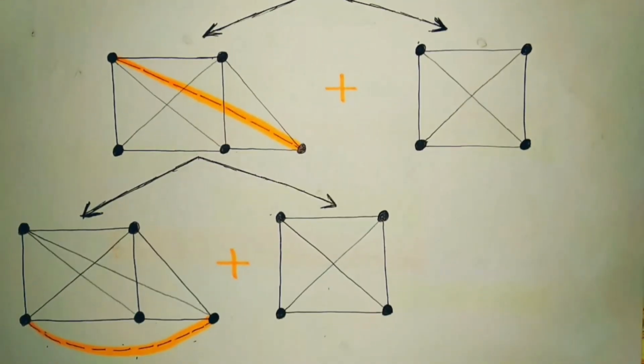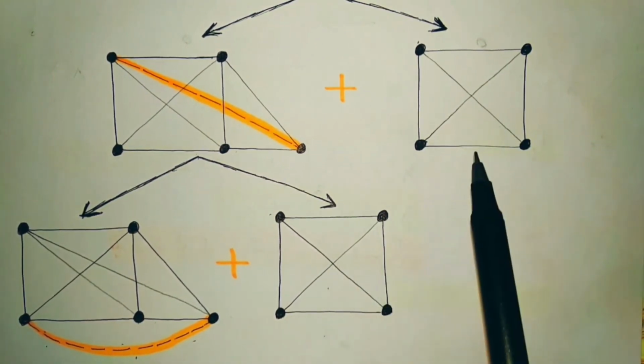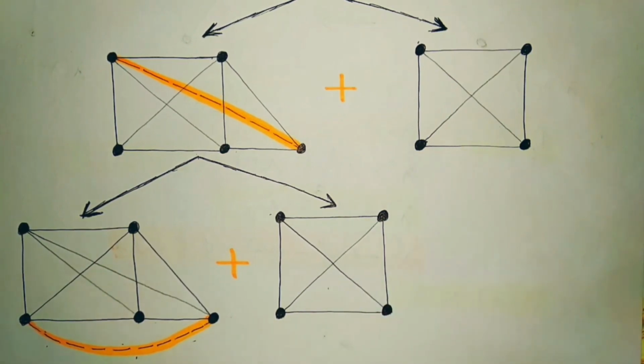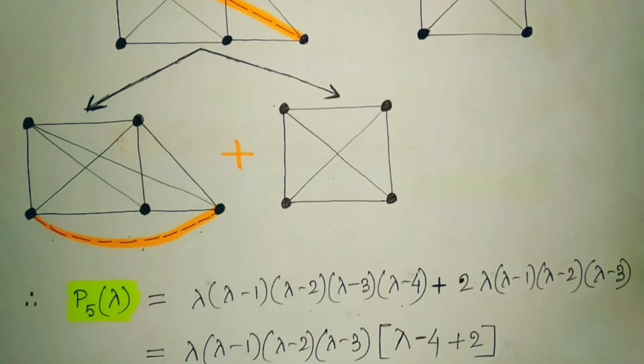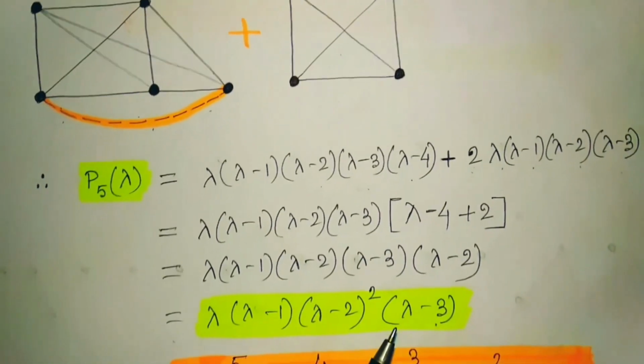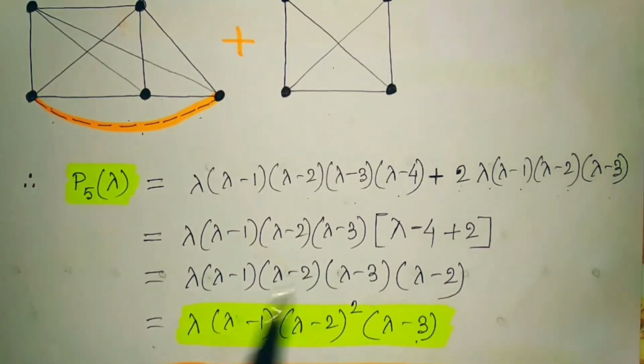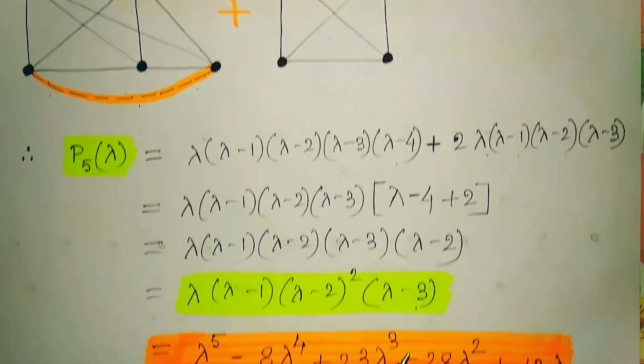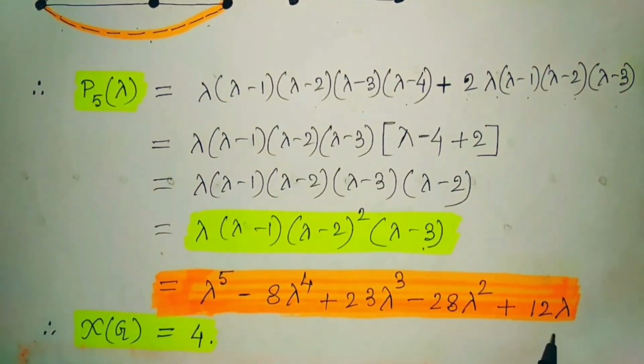So here we are supposed to add a complete graph with 5 vertices, and we should add 2 graphs which are complete graphs with 4 vertices. The chromatic polynomial of a complete graph with 4 vertices is lambda into lambda minus 1 into lambda minus 2 into lambda minus 3. Here 2 such graphs are there. That's why this 2 should be included here. Now if we add these, then we will find this one as our chromatic polynomial. Just by simplification, we will find this one is our chromatic polynomial, and its expanded form is this one.